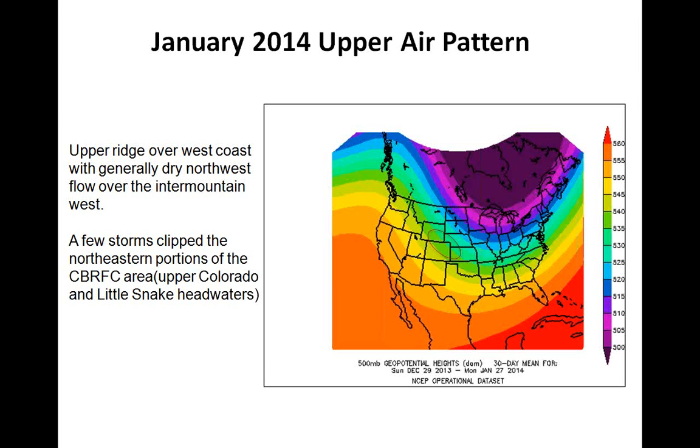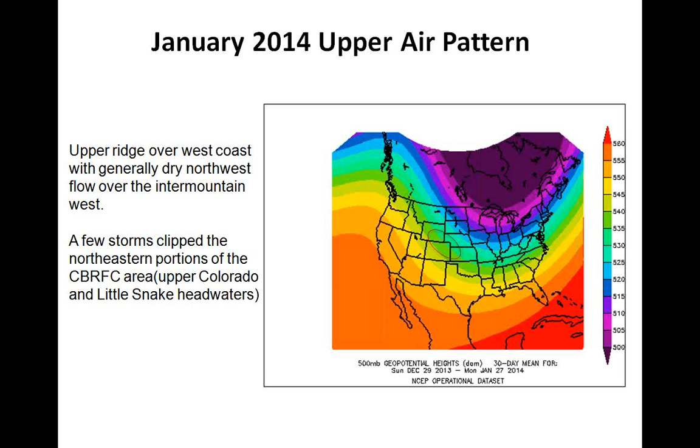The upper air pattern in January is depicted by this graph on the right. The contours show the upper air pattern, where the jet stream and the wind pattern were for most of the month. You can see along the west coast of the United States a strong ridge. It kept most of the CBRFC area, the Great Basin, especially the lower Colorado and parts of the upper Colorado, under a fairly dry northwesterly flow.